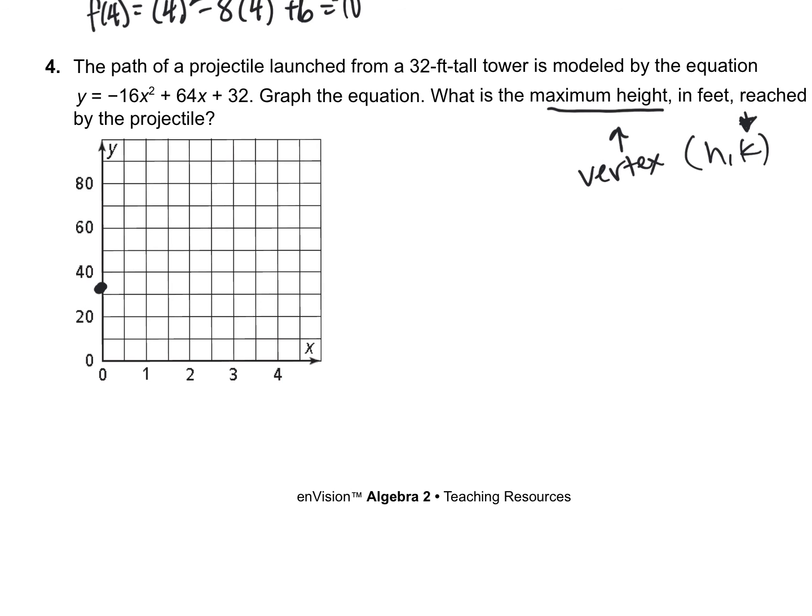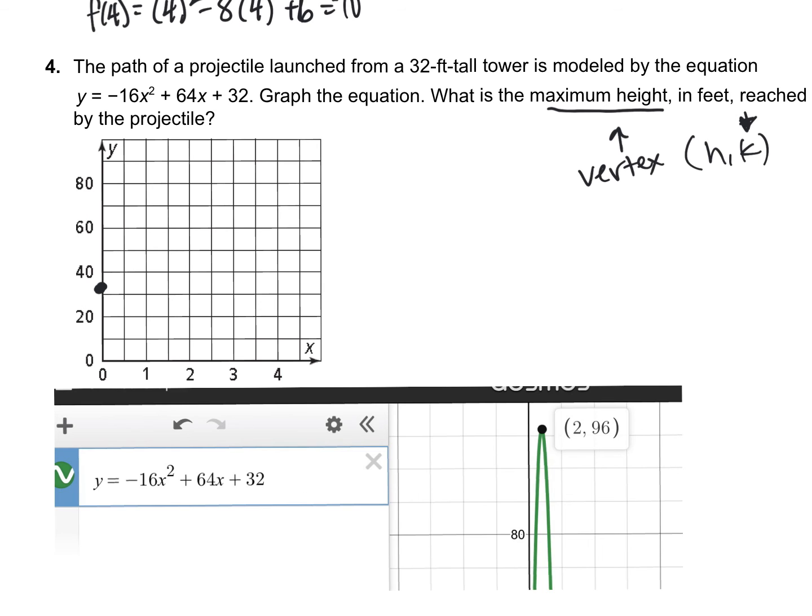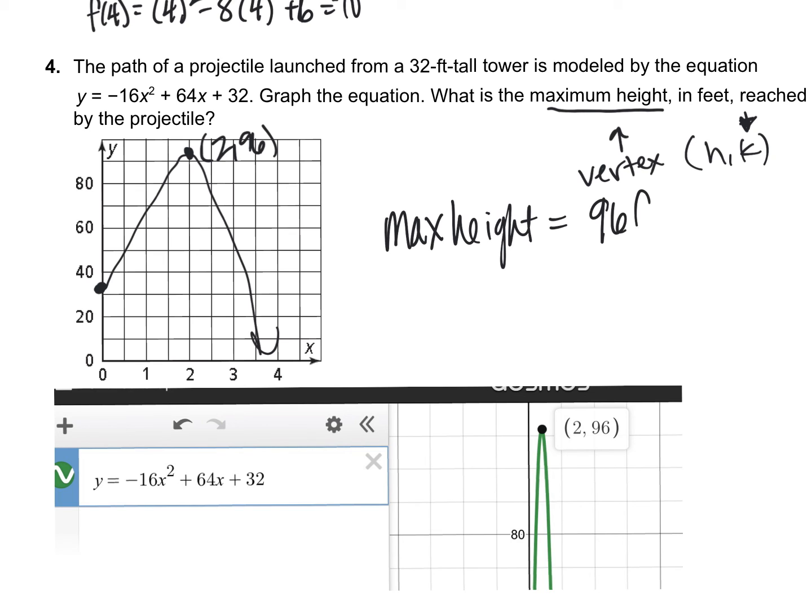So I'm going to go grab that graph right quick. Okay, so I grabbed that graph, and I can see that the maximum height is 2, 96. So I'm going to go over here to 2, 96, so that's going to be like 80, 90, maybe like here. So I know it's going to go up and then down, wherever. So this point right here is 2, 96. So the maximum height is going to be 96 feet.